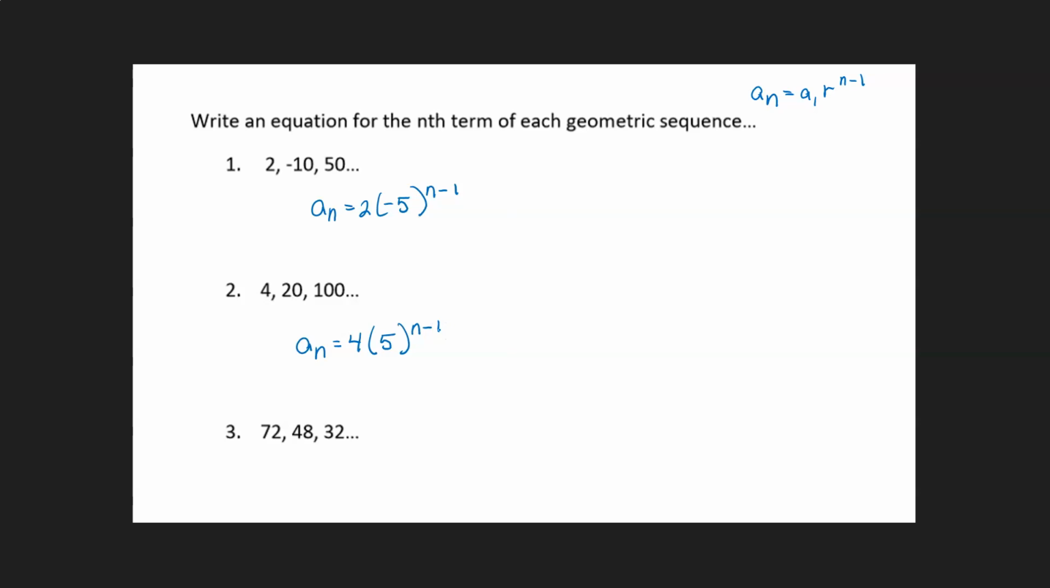And this one's interesting. So I would take 48 and divide by 72, and 32 and divide by 48, but you get this, which is 2/3. So your common ratio is 2/3. So I have a sub n equals, my first term is 72 times the common ratio, which is 2/3 to the n minus 1 power.